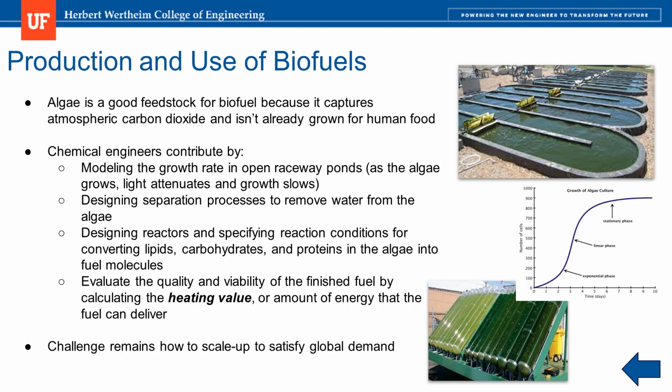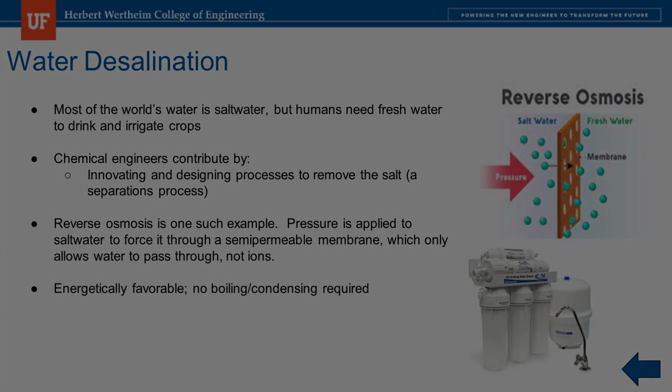suitable for fuel. Example processes here include transesterification and hydrothermal liquefaction. Chemical engineers can also calculate the heating value of the finished product in order to compare it to other liquid fuels. The main challenge with algae biofuels remains how can we scale up large enough to satisfy global demand. As mentioned previously, chemical engineers have expertise of scale-up, which uniquely positions us to make an impact.